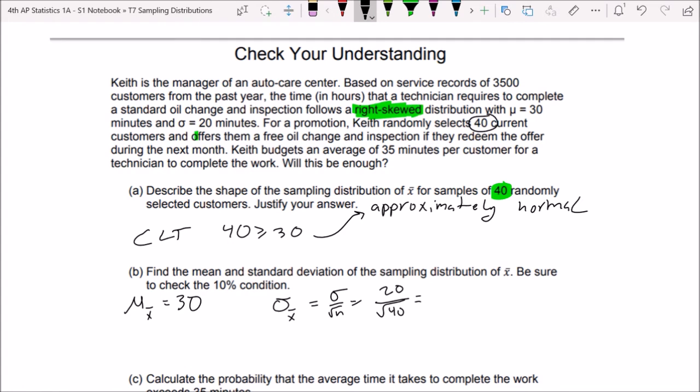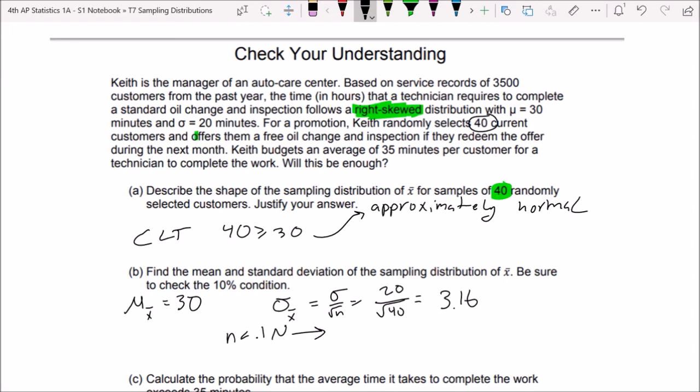My experience is that this number is typically a decimal. It's not like a regular math class where it just works out with a nice fraction or something like that. So square root of 40. And in fact, in a contextual question like this, it's in a lot of ways better to have a decimal because it's easier to interpret and understand. And so typing that in, I get 3.16. 10% condition. So we need to check that our sample size is less than 10% of the population size.